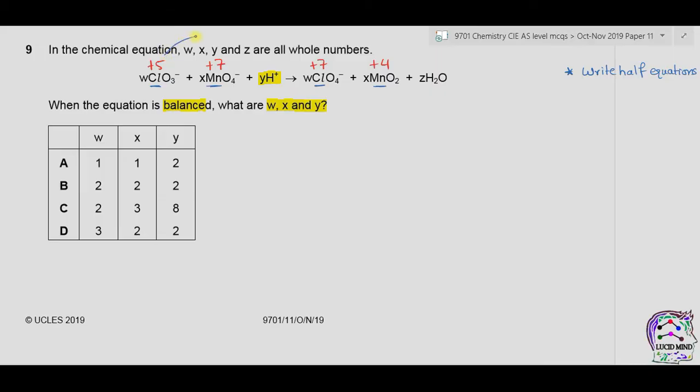As we can see that Cl is moving from +5 to +7, so oxidation has taken place, while Mn has moved from +7 to +4, so reduction has taken place. So the oxidation equation will be like this: ClO3 negative converts into ClO4 negative. Second half equation is MnO4 negative, it converts to MnO2.